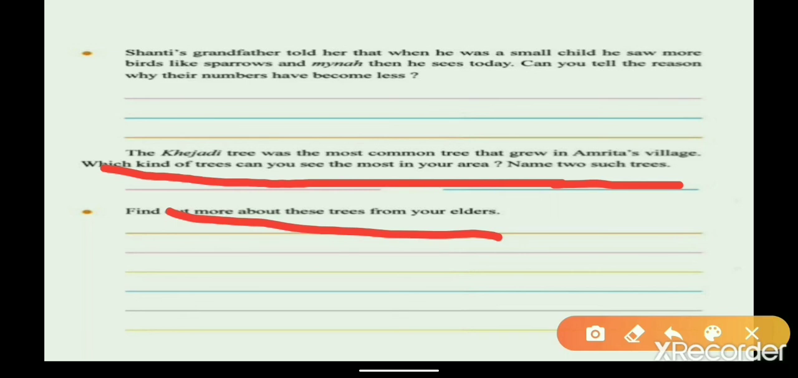Not only seeing and writing which tree you find, but you have to find out more about the trees and write about them. For example, in my area I see a mango tree, so I will write about the mango tree. Mango is a big tree. It usually starts flowering in the month of March. Its fruit starts ripening from the month of May. Mango is a very tasty fruit. Its branches are used for firewood. Mango timber is used to make furniture also. Like this, you have to look at your surroundings, see which trees you find the most, and write about them.